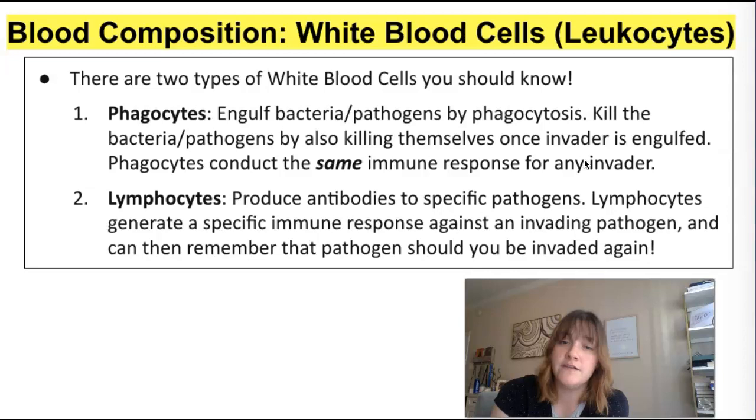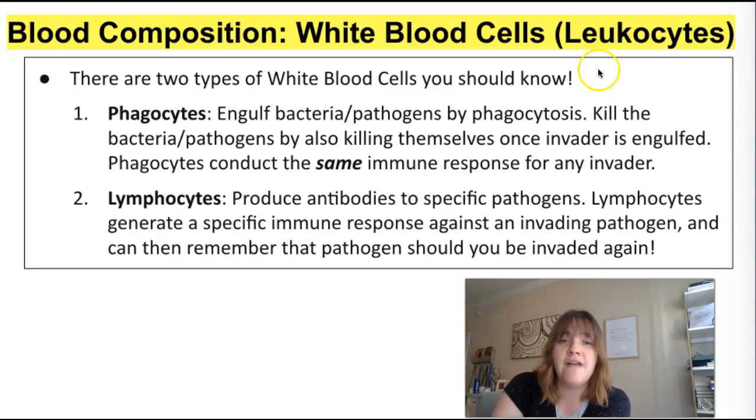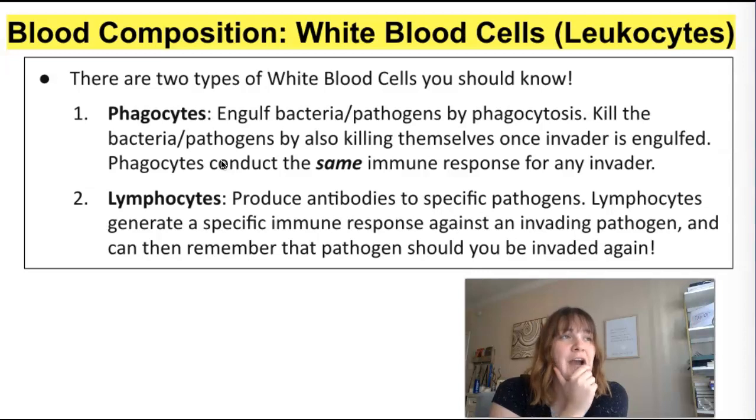Lymphocytes, on the other hand, are going to produce antibodies to specific pathogens. So lymphocytes are going to be really specific and generate a specific immune response against an invader, and then they can remember that pathogen should you be invaded again. So phagocytes are kind of like your first defense. I'm trying to think of a metaphor, but phagocytes are going to be the cells that are kind of your first line of defense.